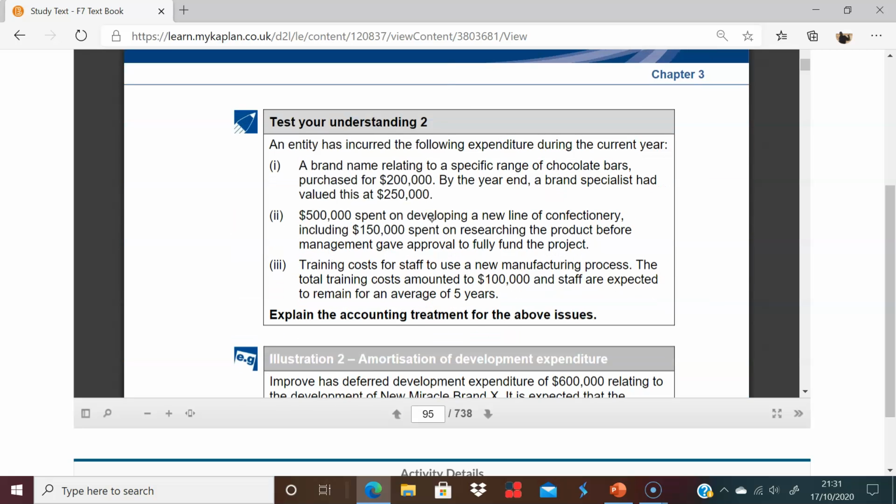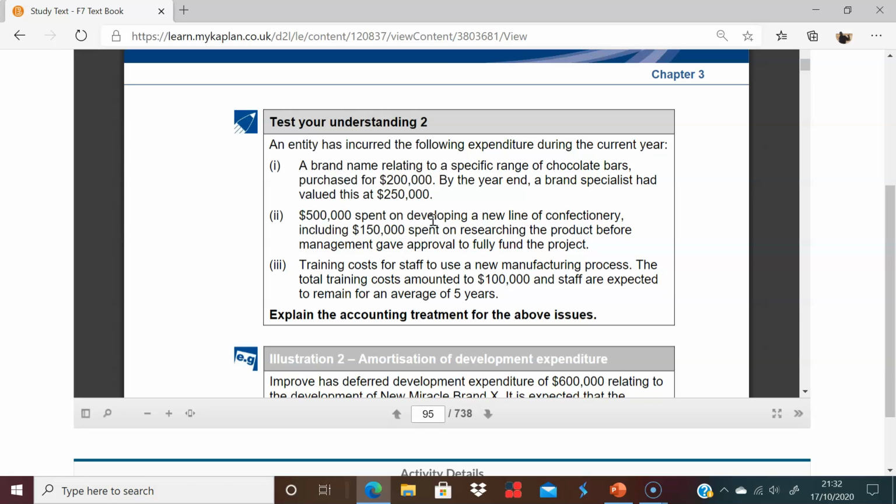Entity has incurred the following expenditure in the current year. A brand name, purchased for 200,000. So very good. Clearly, we have bought this thing. We can reliably measure it, recognize it at 200. The question here is, do we revalue? So the standard just prohibits you from revaluing. Standard says no, can't, even though it's a brand specialist. Because again, this question is about homogeneity and an active market. Can we argue that we can find similar brands in an active market? Not really. So for prudence, keep it at 200.